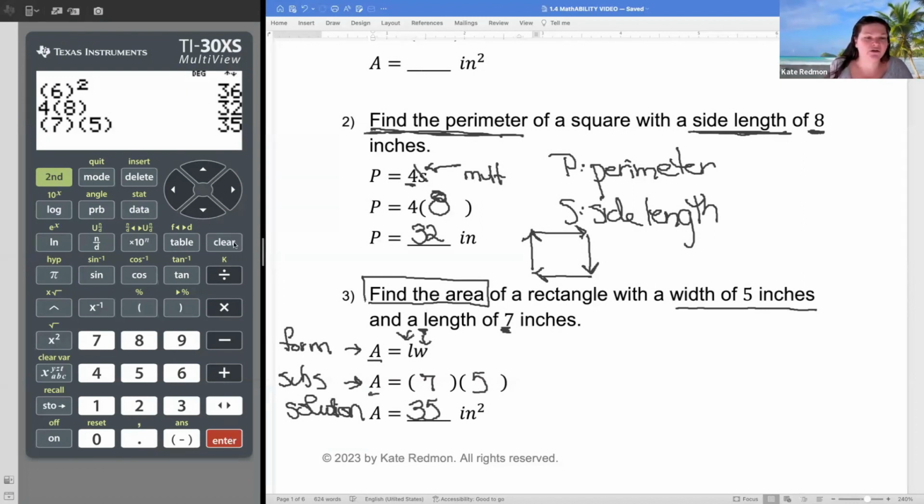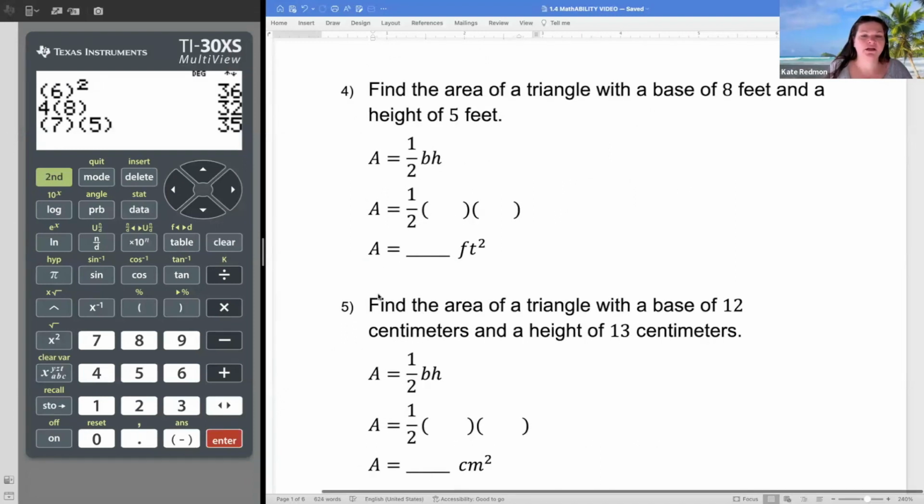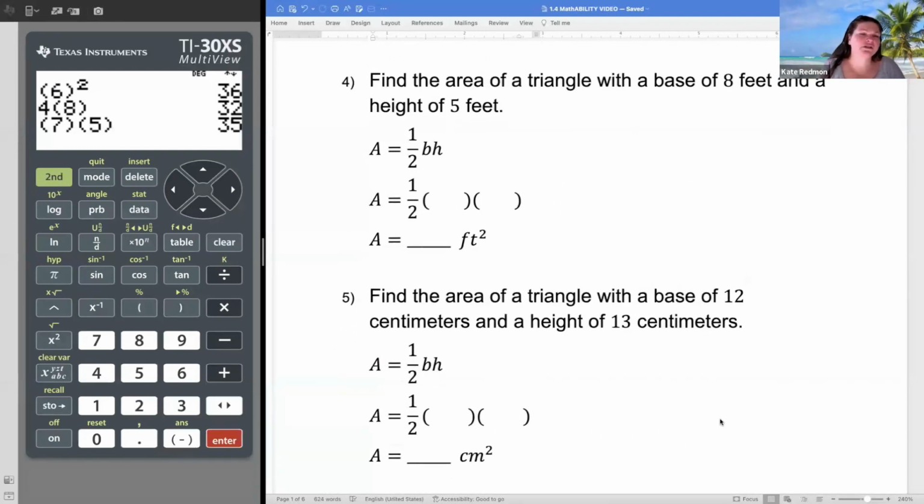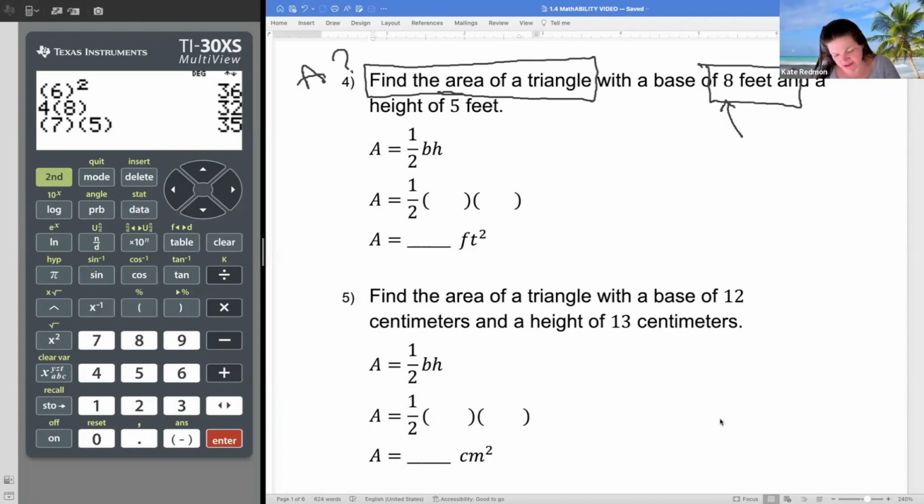We know what the unknown variable is equivalent to. Lovely. Just want to do a 4 together so you guys don't freak out about the fraction. So again, find the area of a triangle. This is my unknown. I don't know what A is. With a base of 8 feet, my B is equal to 8, and a height of 5 feet.